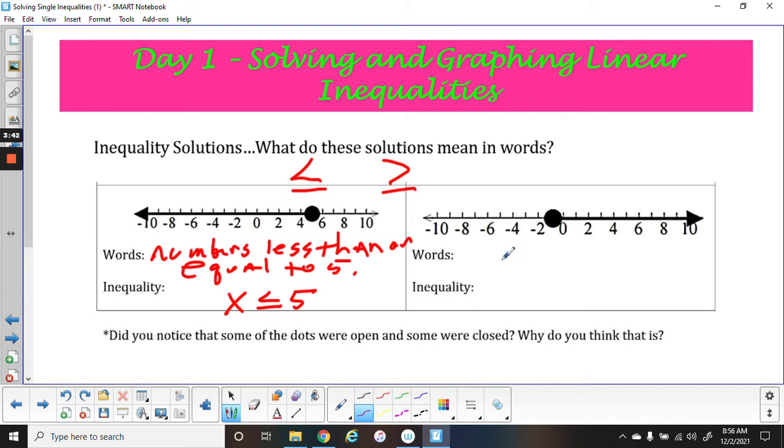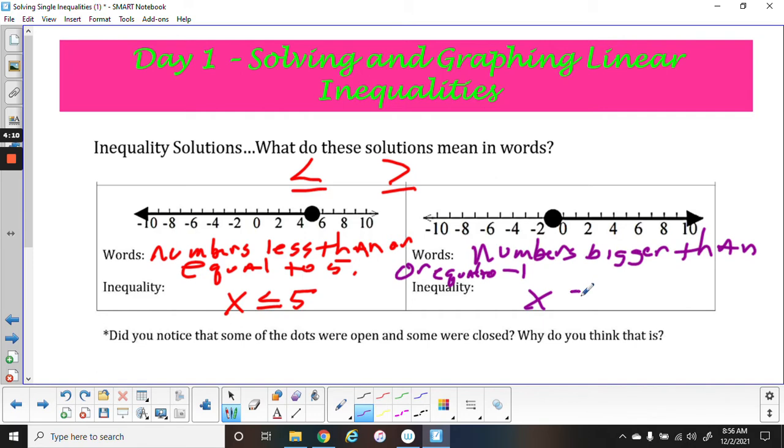Here, hit pause and see if you can write out what it is. So here we want numbers bigger or greater or whatever word you want to use than, let's see, this one is -1, bigger than, and then I also need to put or equal to. So then we would go x is greater than or equal to -1.